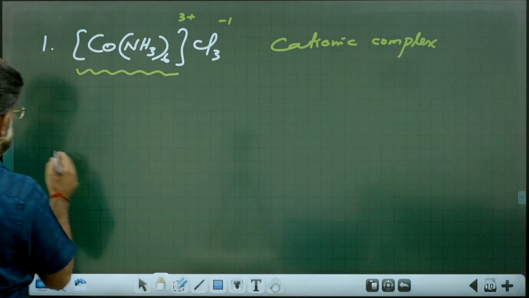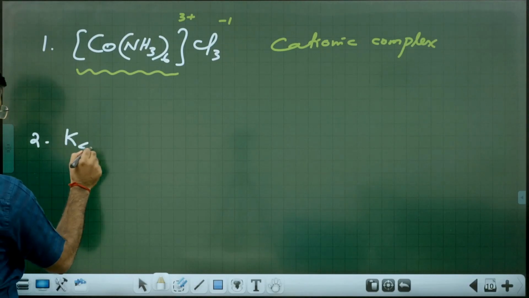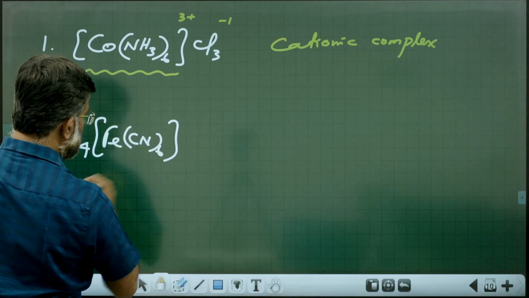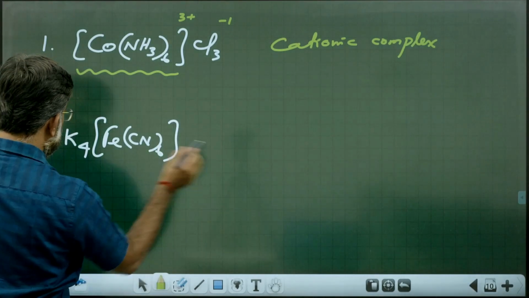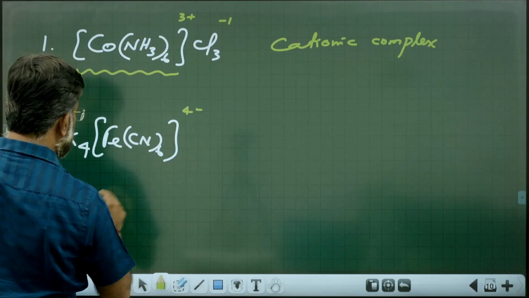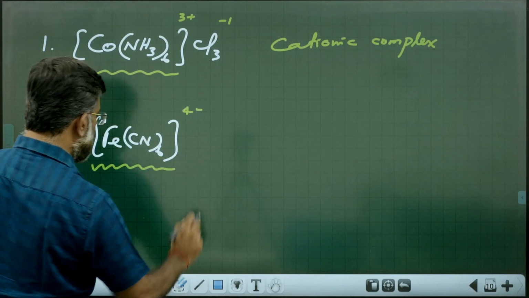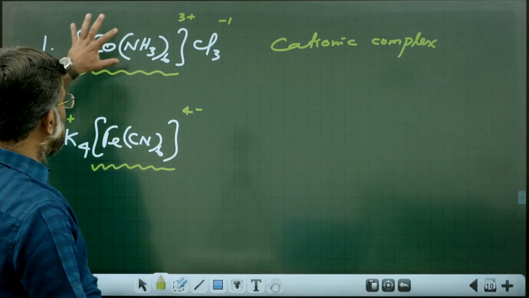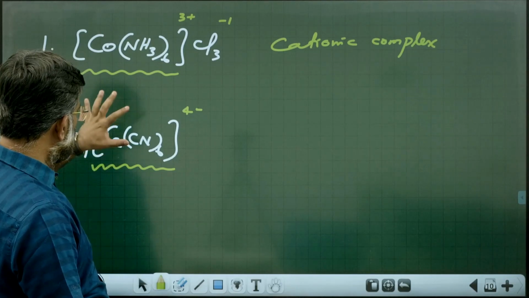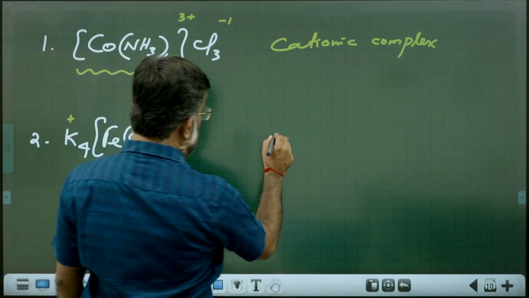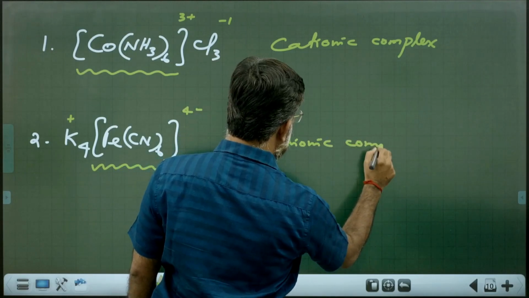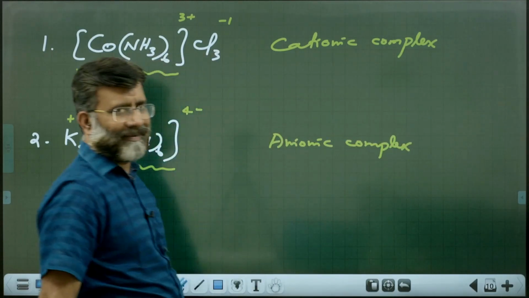What about type 2? Type 2, naturally, is the anionic complex. K4[Fe(CN)6]. You see, this is plus 1 into 4, plus 4, so the complex will be 4 minus. This is anionic complex. Here, the complex part is a cation, cationic complex. Here, the complex part is an anion, called the anionic complex. Is it clear?